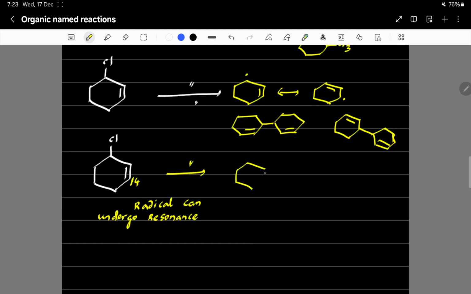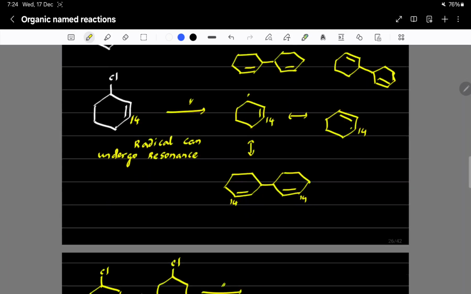So now look at here. This is the C14 we have. Now this is the radical. Now this undergoes combination, formation of a product is, this is the radical. Now this undergoes combination. Now we will get the product. Now I will write like this. Now student, this is 14 and this is 14. Okay, this is one possible product.